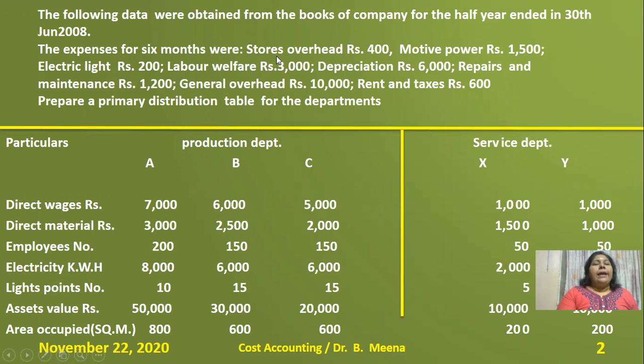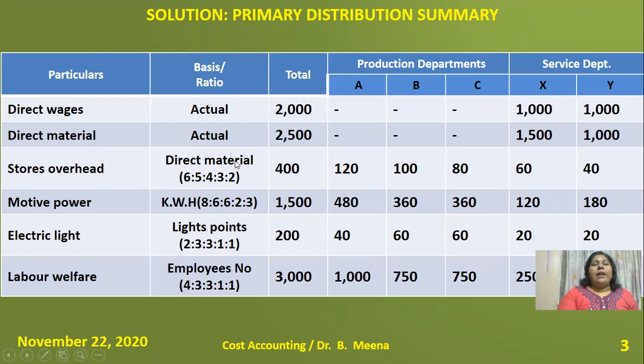Stores overhead, I can take the basis as materials because it's stores, I can relate with the materials. So what is the ratio I can pick out? 6 is to 5 is to 4 is to 3 is to 2. So now look at that. Stores overhead, direct material 6, 5, 4, 3, 2. Out of 400, I can apportion 6 by 20, then 5 by 20, 4 by 20, 3 by 20, 2 by 20. Out of 400 means I'll get these values.